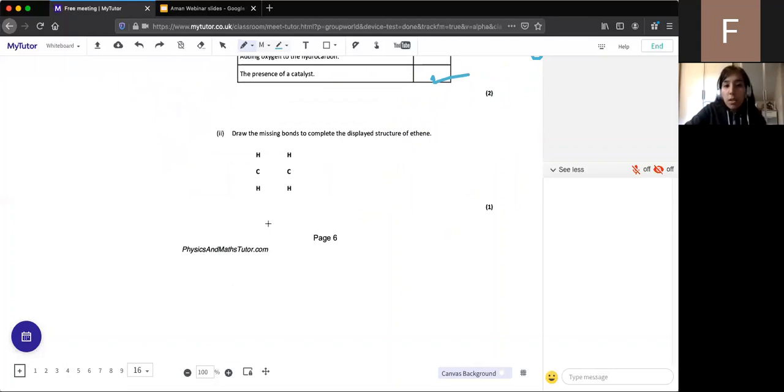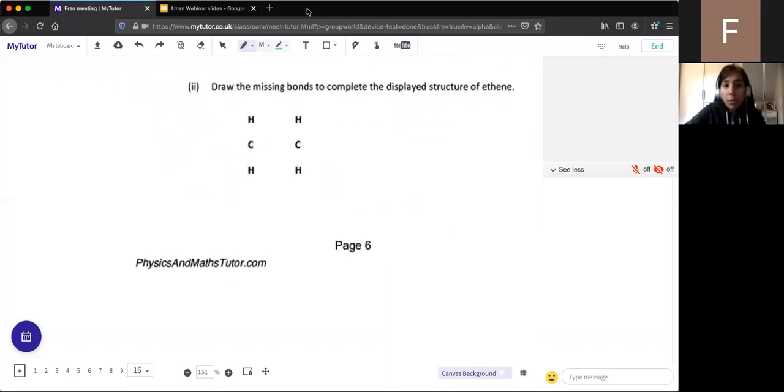How do we draw ethene? Which bonds are missing there? What do I need to draw in? Okay, someone has said double carbon bond and the CH single bonds. Excellent. So you need a double carbon bond because it's an ethene, it's an alkene. Let me make that a bit smaller, sorry. So double carbon bond and then single bonds like so. Okay, great. Well done. We'll do one more question then.